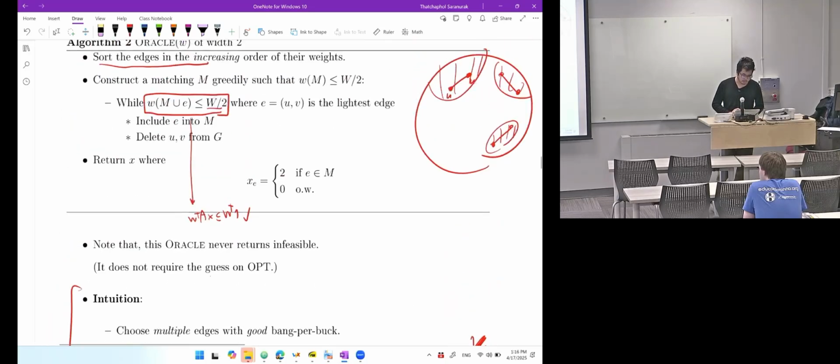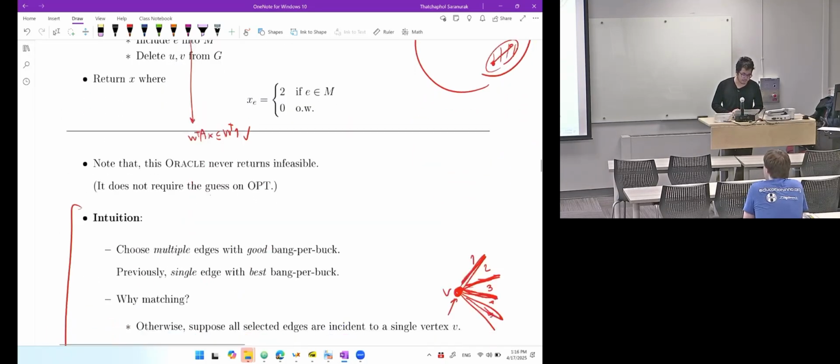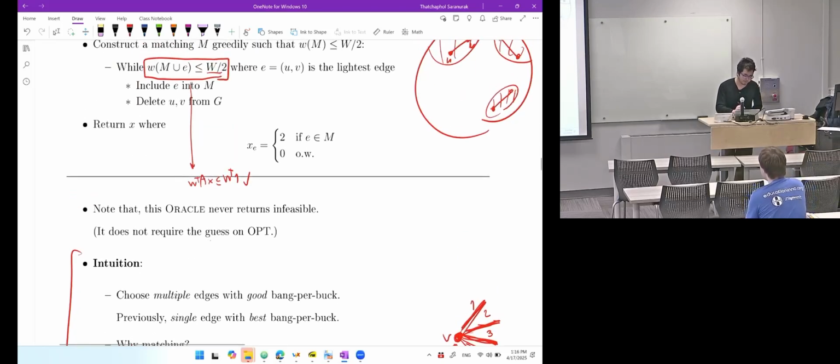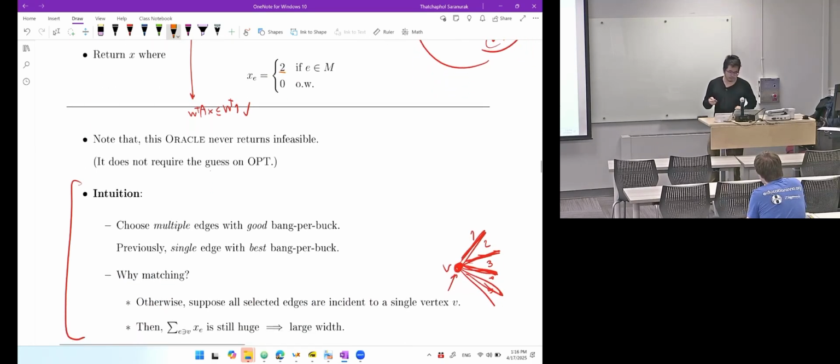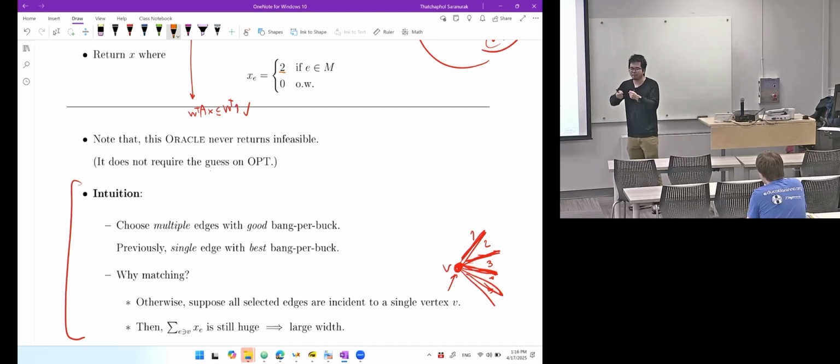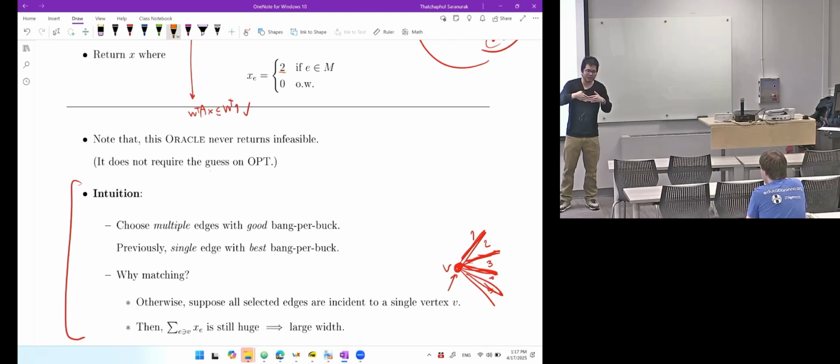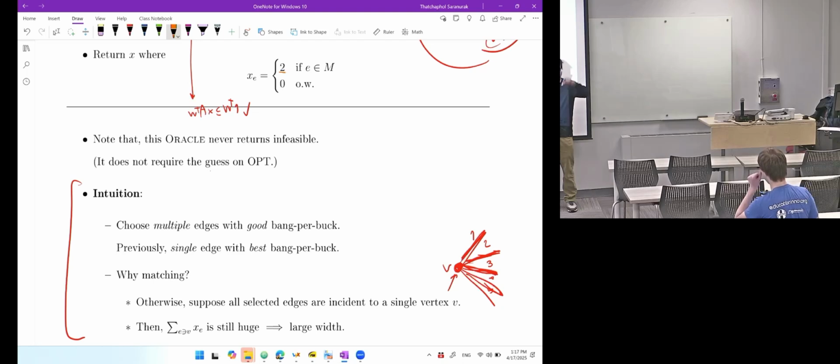But the general idea is really just this. You might see that it seems fragile, like you need to pick 2 exactly, but it's not quite fragile like that. The point is, as long as you try to pick many good bang per buck edges, and you pick a matching so that they don't concentrate on one node, once you start with this idea, then you can just adjust the parameters so that things work out. That's at least how I approach it.